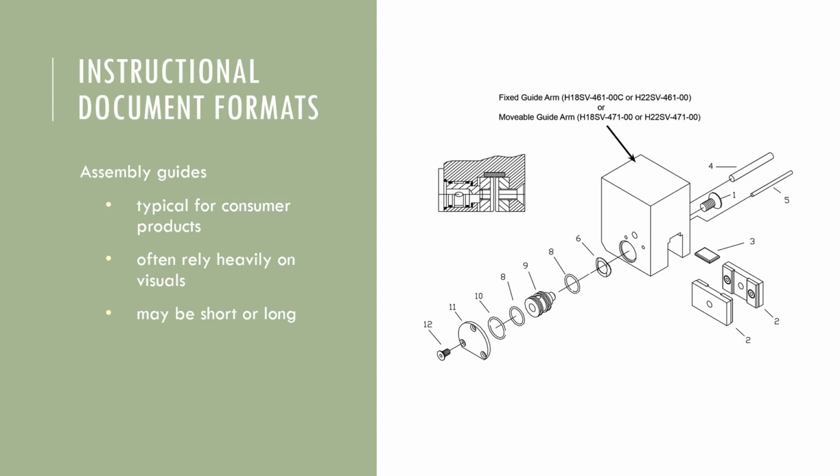Another type that we see are assembly guides. Now, this one on the right is more of an exploded diagram, but it could be used as an assembly guide, as a guide to tell you how to put this movable guide arm together by having all the parts laid out there. So it's typical for consumer products. It most often relies heavily on visuals because it just seems to be the way that we work. Our brains work better that way. And they may be very short, like a single page, or they may be very long and complex.